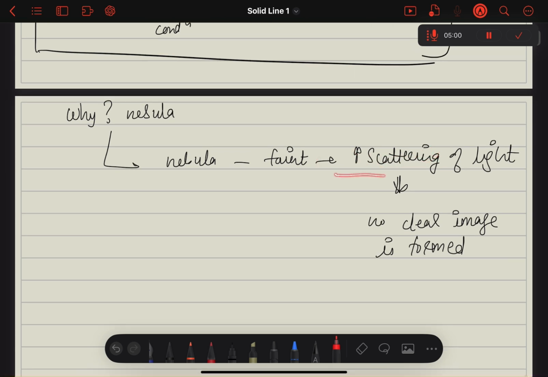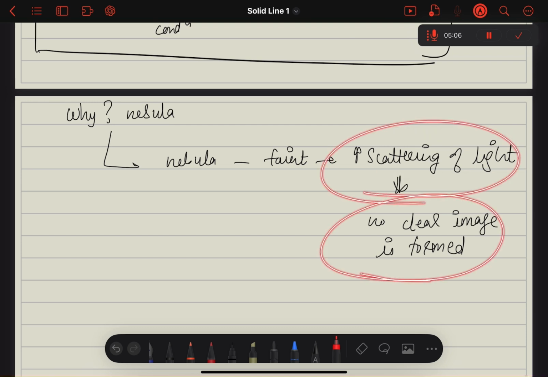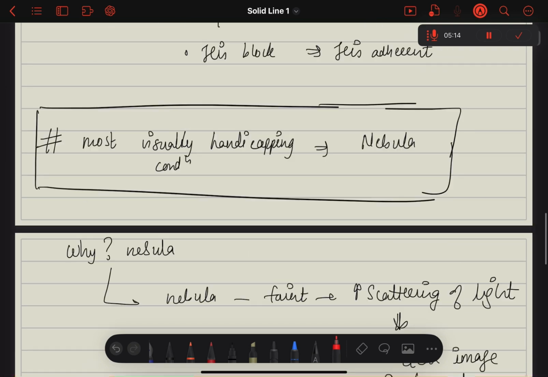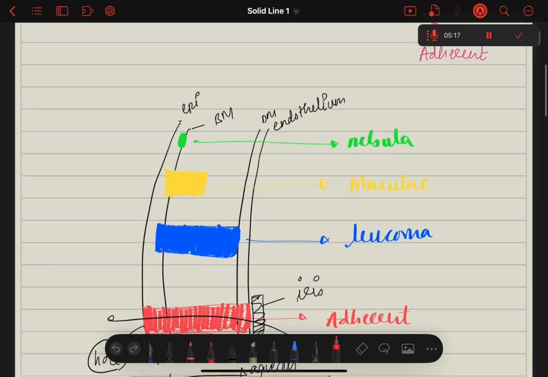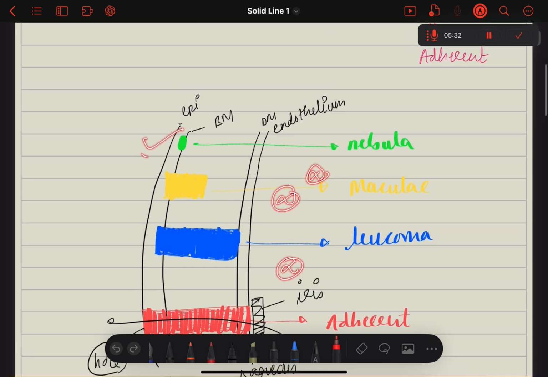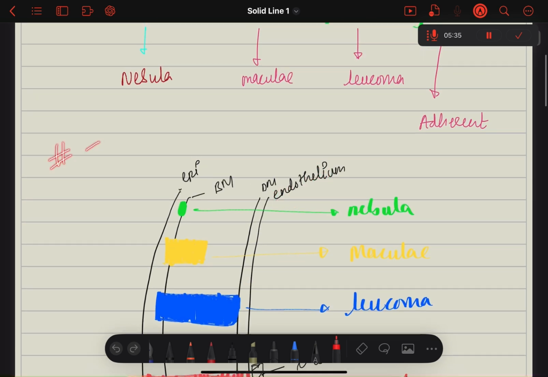Because of it being faint, it scatters the light more. Because of more scattering of light, a clear image is not formed, so a hazy image, handicapping, more hampering. When we see this, macula will form as an oblique part, na? This everything will be oblique. So because of being oblique, the light will not pass through it, so no visual hampering. Here also no visual hampering, but here visual hampering is seen. So it is very important to know most visual hampering or handicapping is seen in nebula.